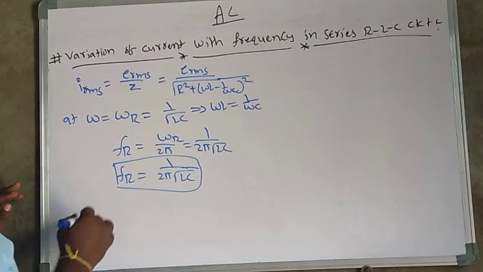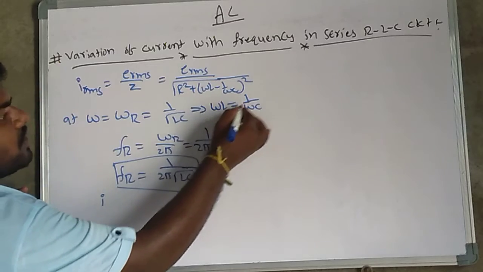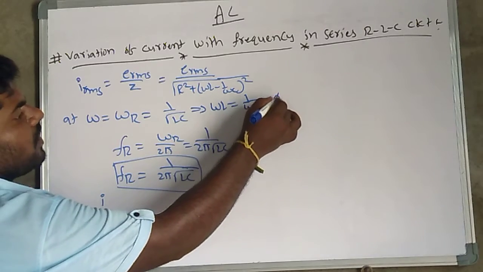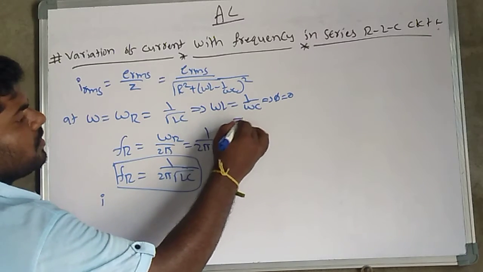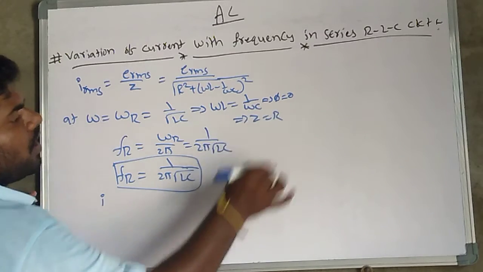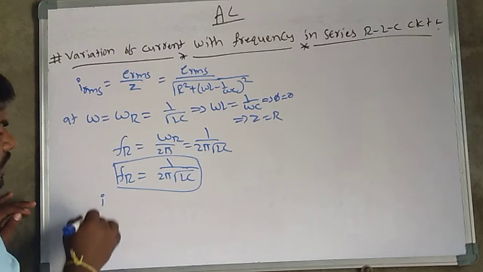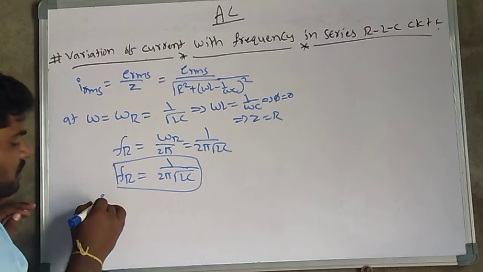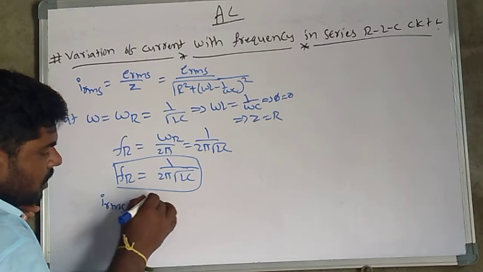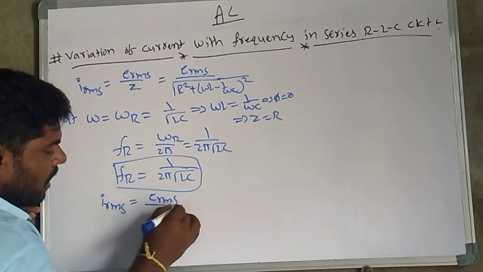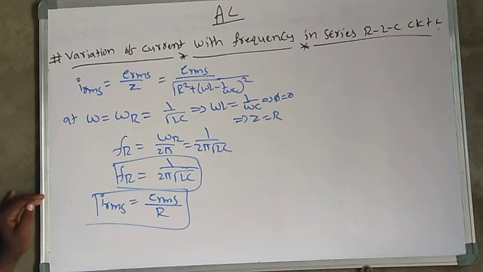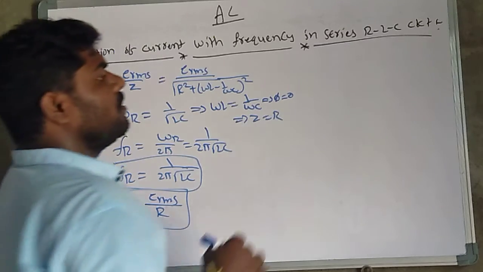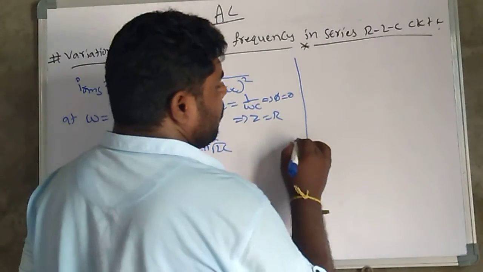So here, I_RMS in this situation: the phase angle must be equal to 0, which implies Z is equal to R only. It means I_RMS is equal to E_RMS divided by only the resistor. In this situation, I am going to draw a diagram.